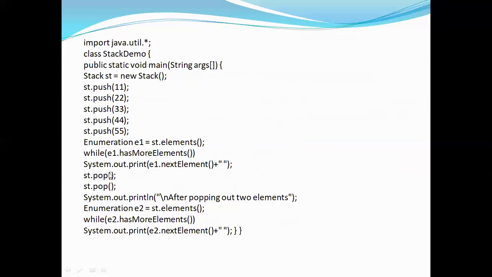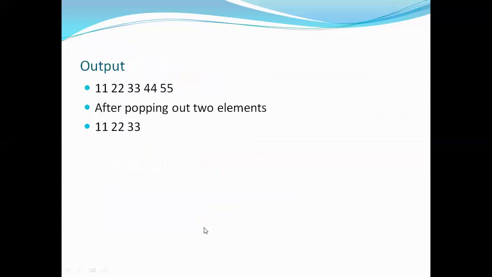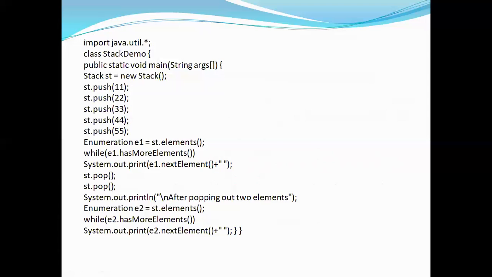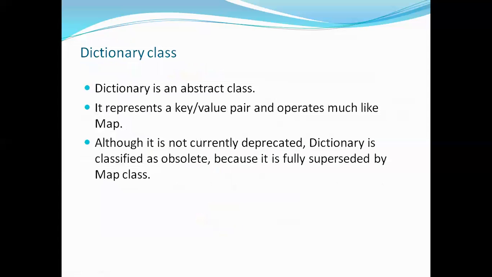Now I'm doing pop operations two times. Means 55 will be deleted. After 55, which is the top element? 44. Even 44 will be deleted. So I popped out two elements because I called it two times. Then it will print what the elements in the stack are after popping. So again I took another enumerator, this object is e2. I check whether it has more elements, and if there are, just print that element. So I'll get 11, 22 and 33, because I called two pop methods, so two elements were popped. So this is about stack.